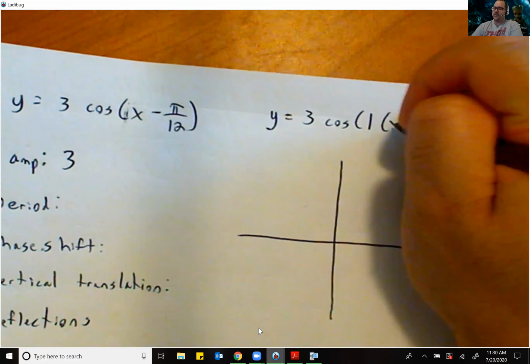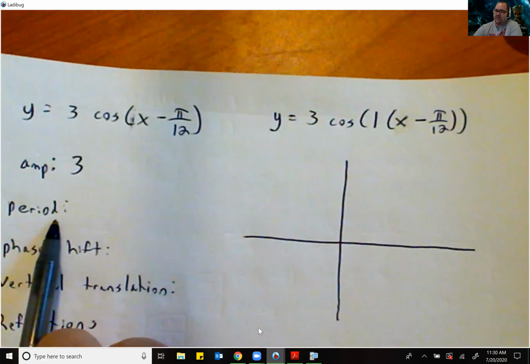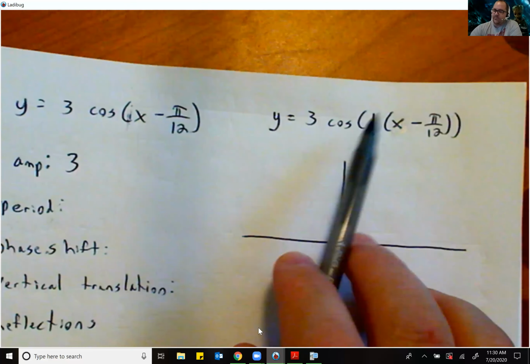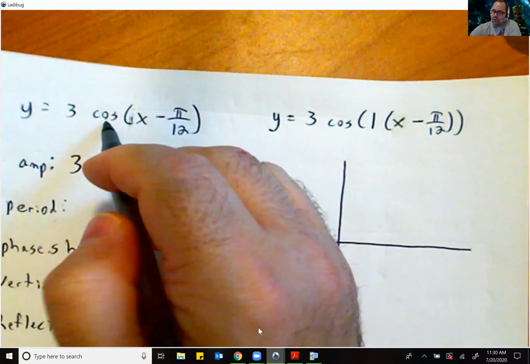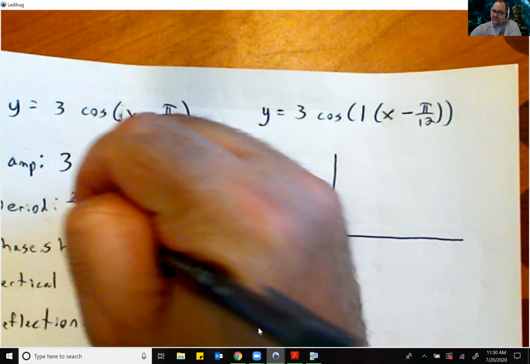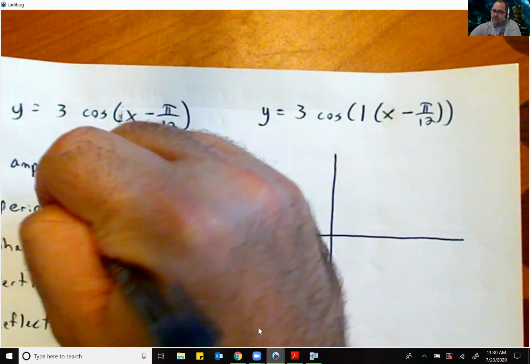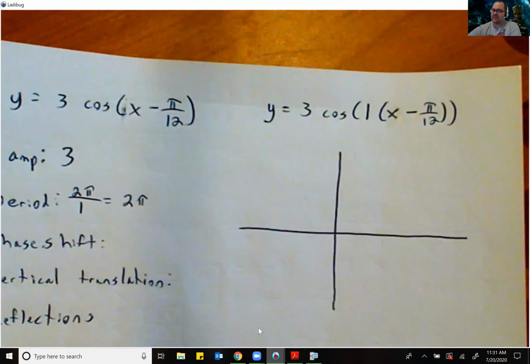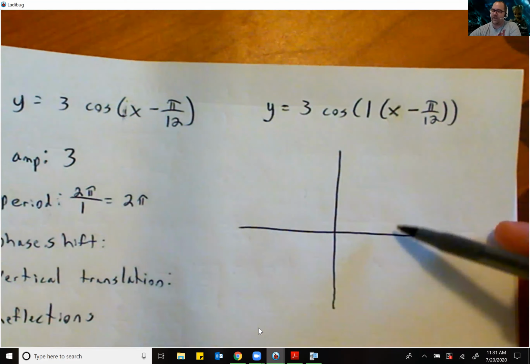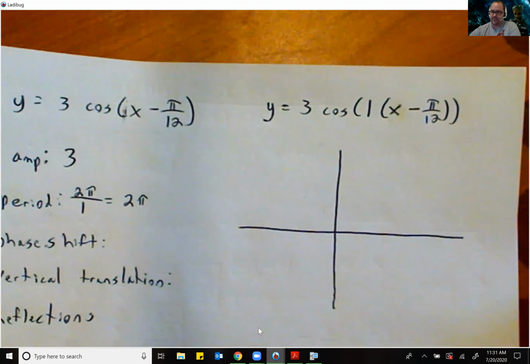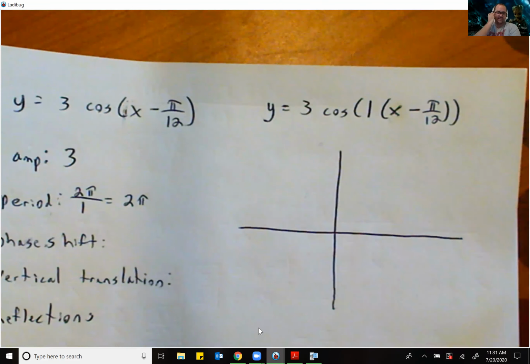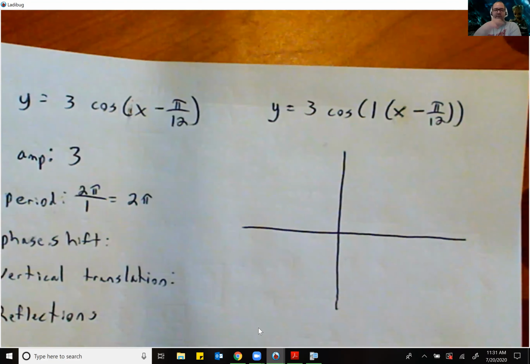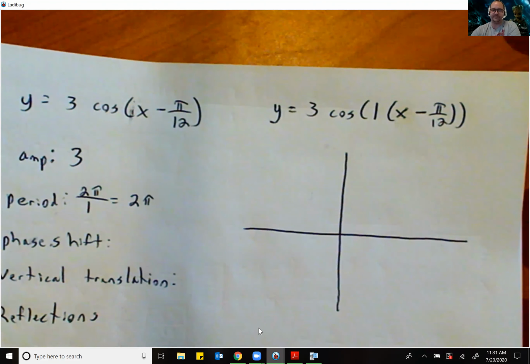Our period, well, our B is 1. The period of cosine is 2 pi normally. So we just take 2 pi divided by 1, and that's still 2 pi. So our period is still 2 pi, which means that it takes a length of 2 pi before it will start repeating again. Once you hit 2 pi, the pattern repeats itself. So it takes a length of 2 pi for one complete pattern of up and downs.